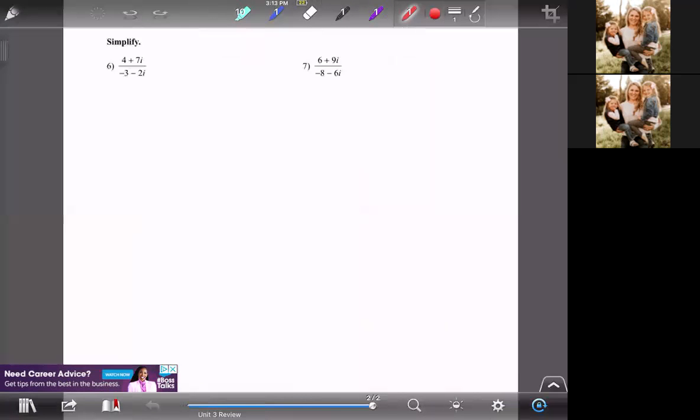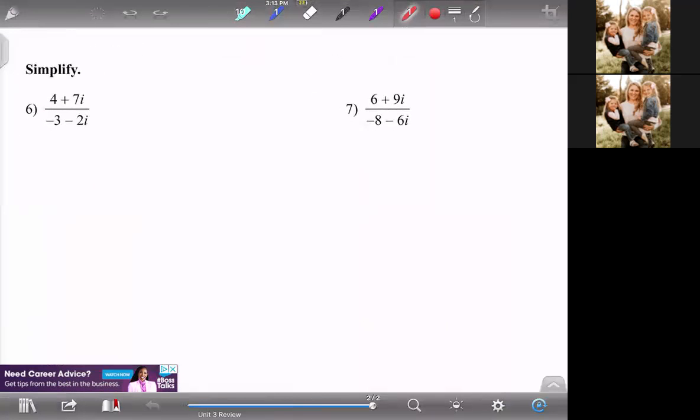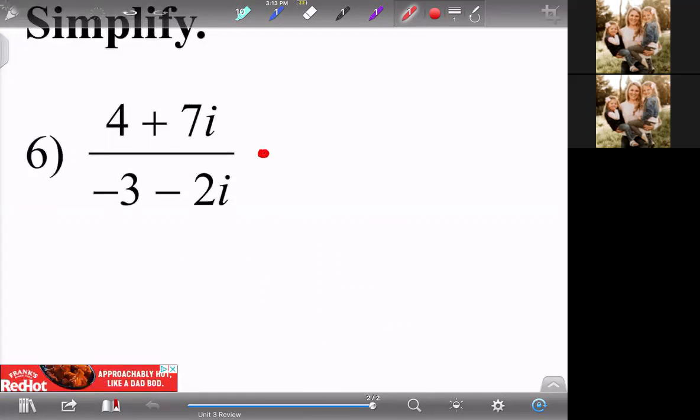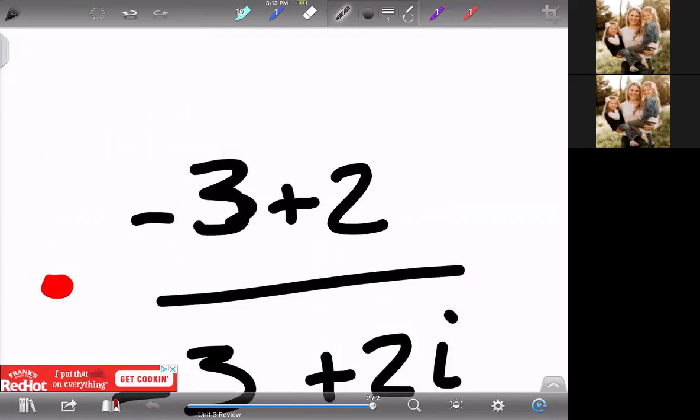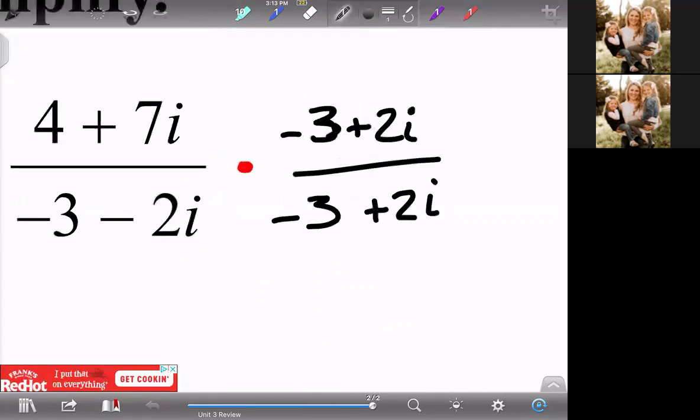Go into the backside. Questions 6 and 7 are our complex number problems. We are going to multiply all of these by the conjugate. So if you remember the conjugate, we talked about multiplying by the opposite side of the middle. So we're going to multiply the numerator and the denominator by the conjugate, which is going to be -3 plus 2i.